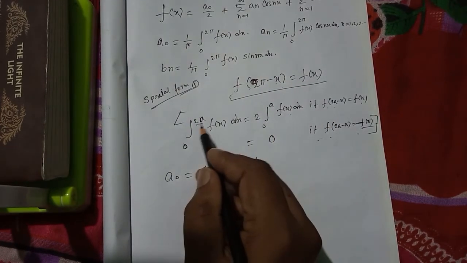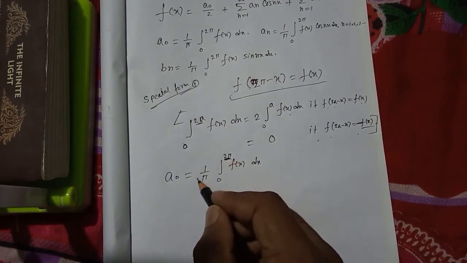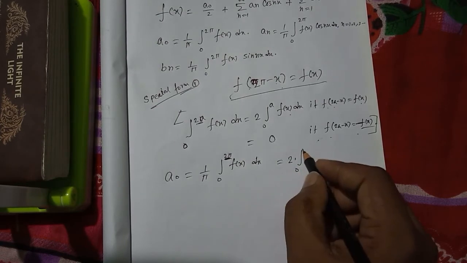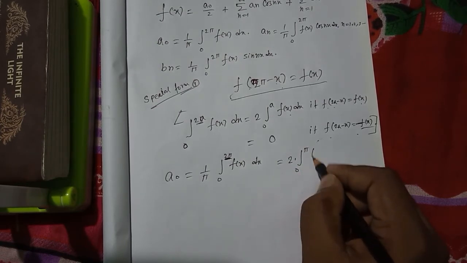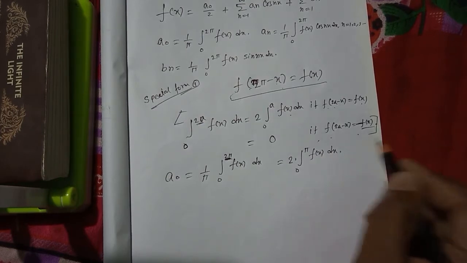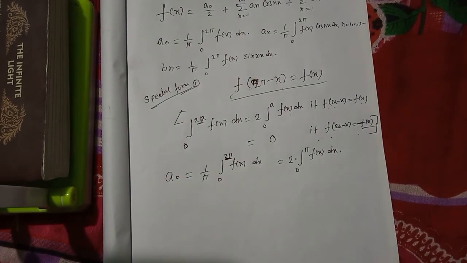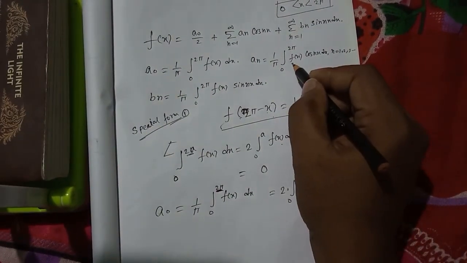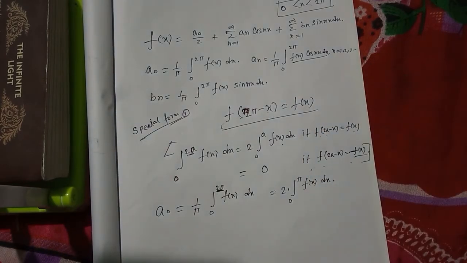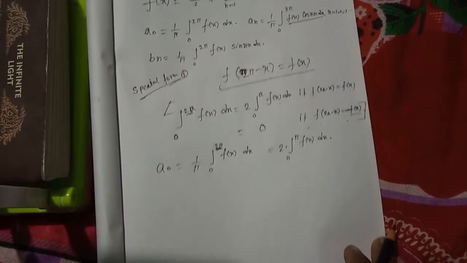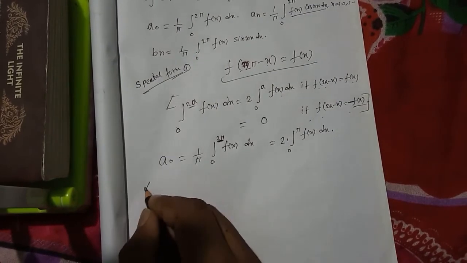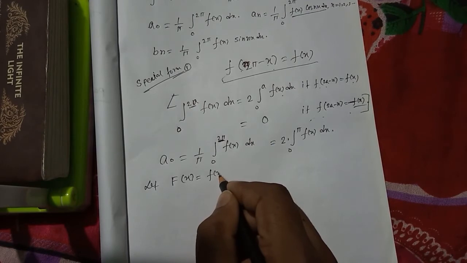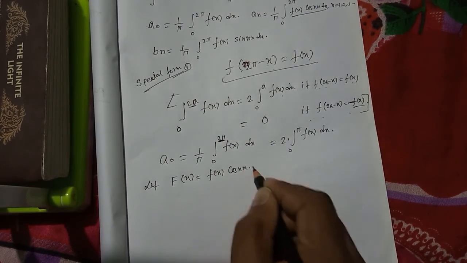If we compare, 2a0 comes to 2 times the integration from 0 to pi of f(x) dx. And for an, let us say this is capital F(x), and we compute this. For an, let capital F(x) be equal to f(x) cos(nx).